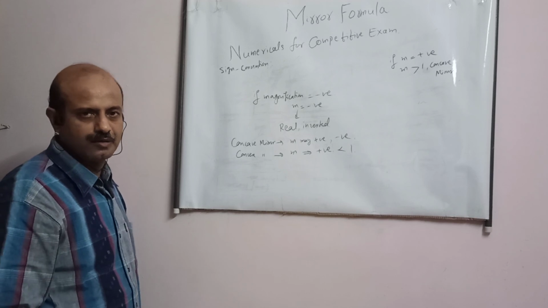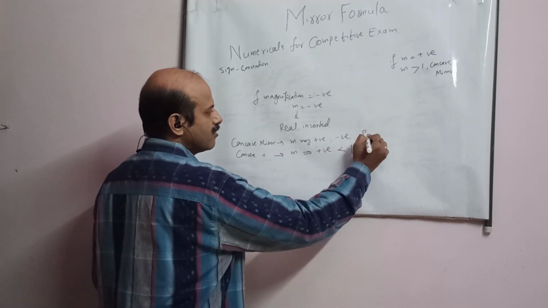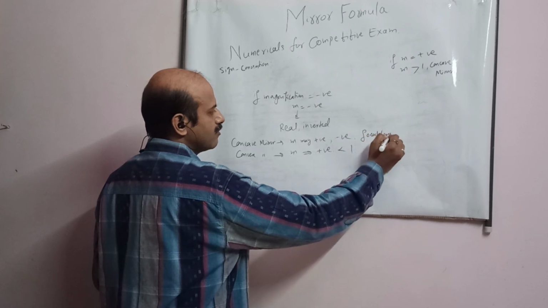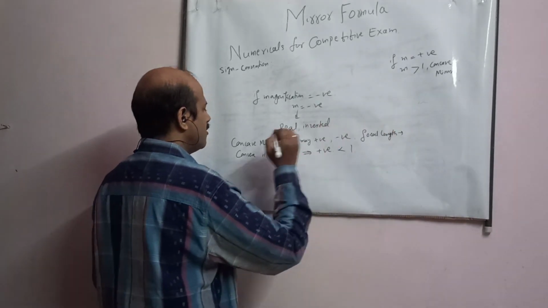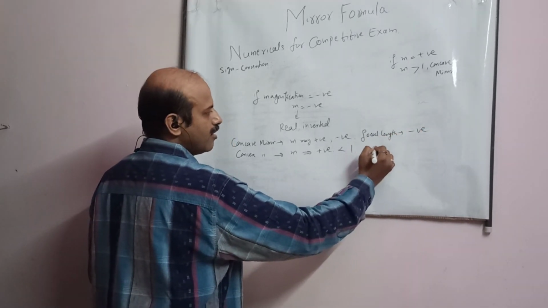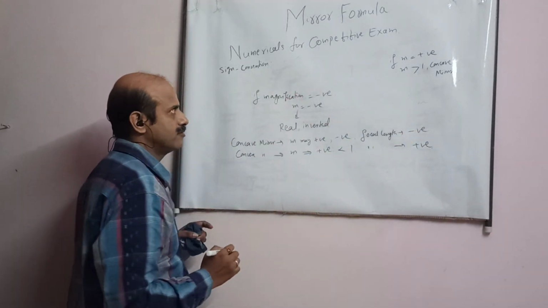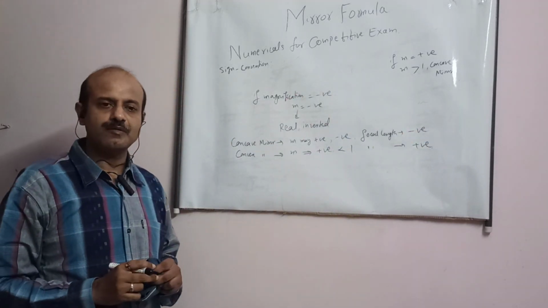Okay, student? Focal length, already I told you. Focal length of concave mirror will be always negative. Focal length of convex mirror will be always positive. These are the certain facts, student, you have to remember about it.